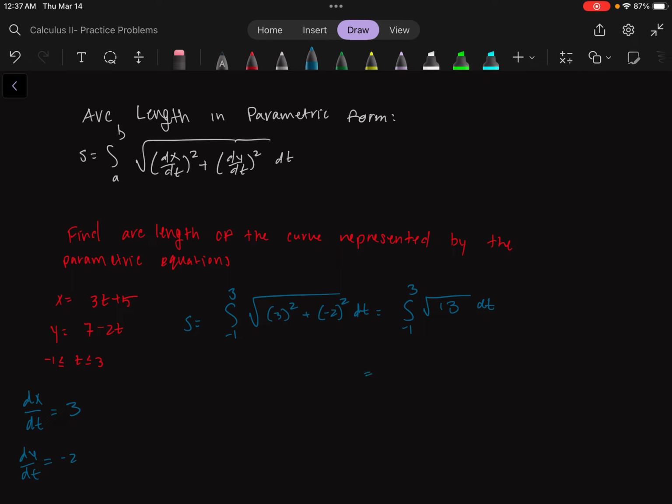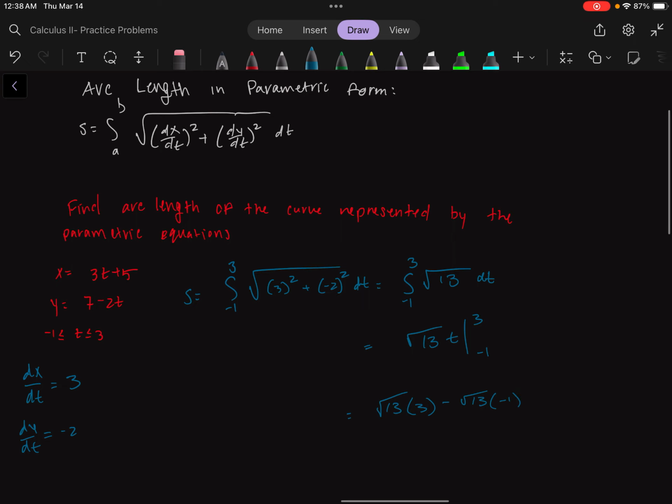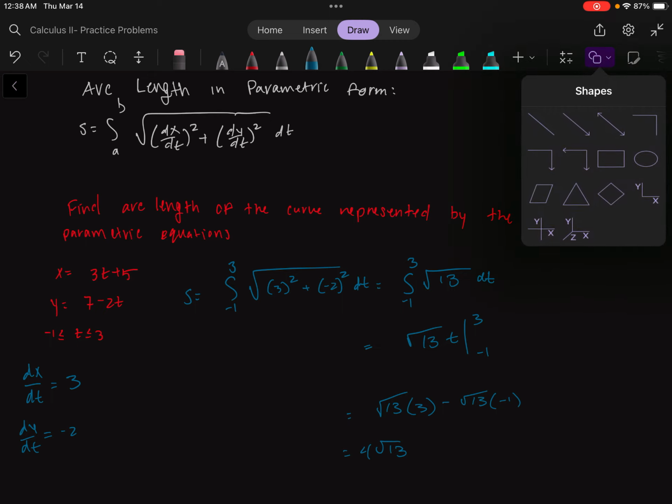That's an easy integral, right? It's just square root of 13 times t evaluated at 3 and negative 1. So we have square root of 13 times 3 minus square root of 13 times negative 1. So that's just going to be 4 square root of 13. That's going to be our arc length.